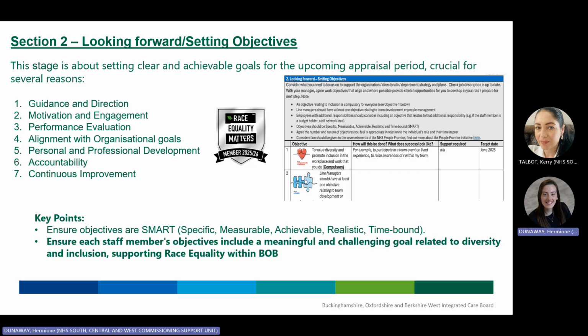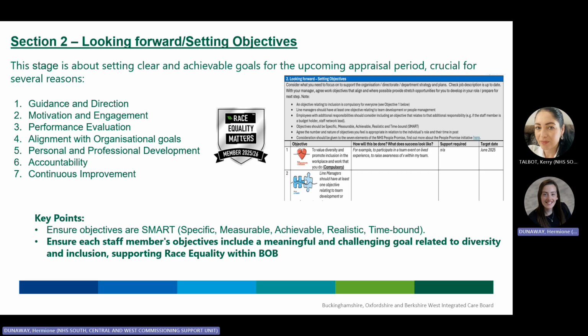Alignment with organisational goals. Setting objectives ensures that individual goals are aligned with strategic priorities of the organisation. This alignment helps in driving the organisation forward and achieving its long-term vision.